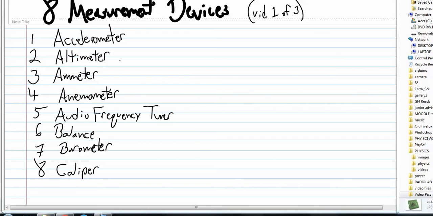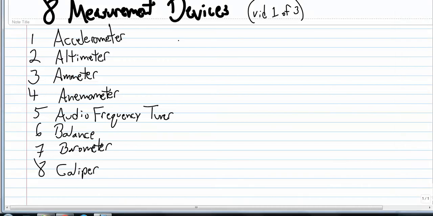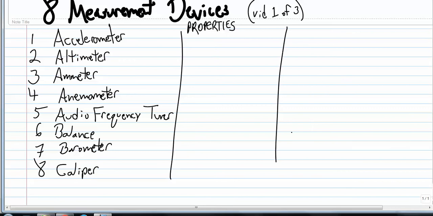Okay, so this video is one of three about measurement devices. The list was up in the 20s, and I didn't want to do them all at once. Didn't want to put you to sleep, at least yet. So I've got this column right here. We'll call that devices, and then I'll have a column called properties, and then we'll have a column for the units.